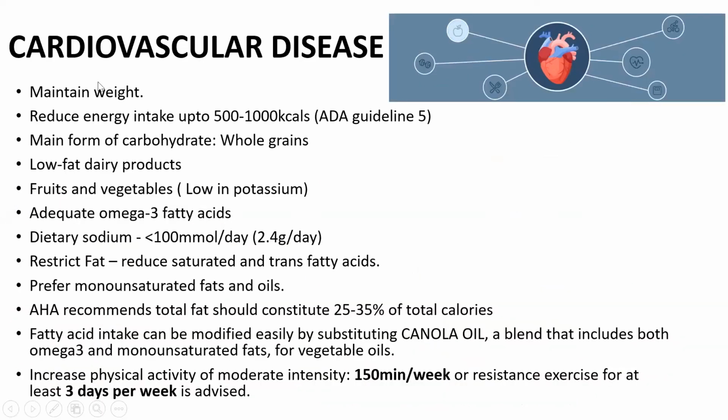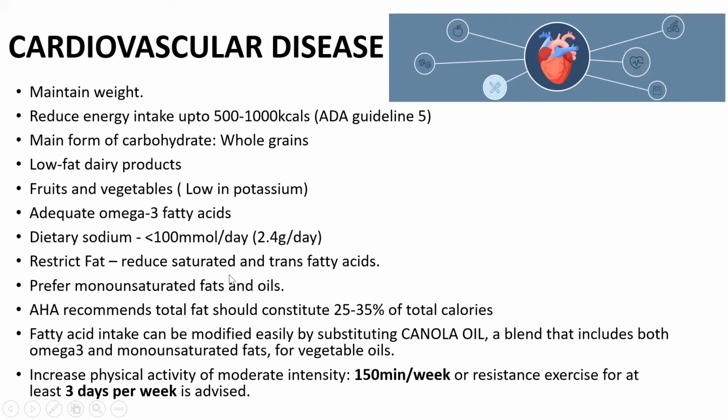Now, cardiovascular disease, how the diet in cardiovascular disease can be managed. Of course, the maintenance of weight, reduction of energy intake up to 500 to 1000 kilocalories as per the ADA guidelines. Main form of carbohydrate should be whole grains, low fat dairy products should be taken. Fruits and vegetables low in potassium should be taken. Adequate omega-3 fatty acids are recommended. Dietary sodium is same as per the recommendations.